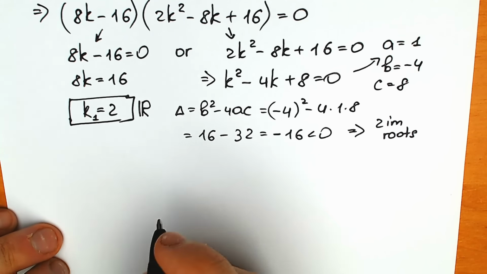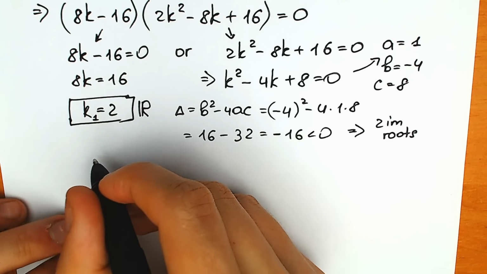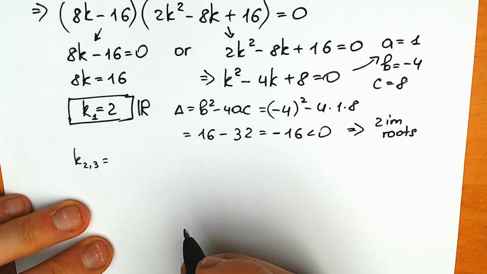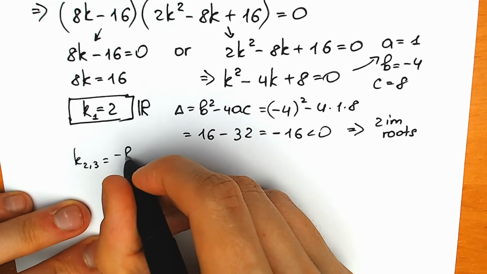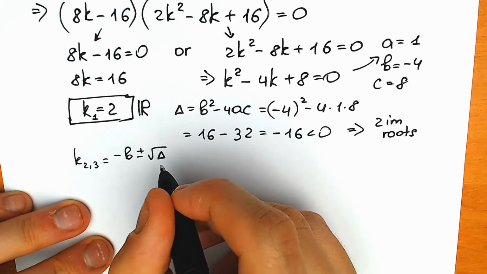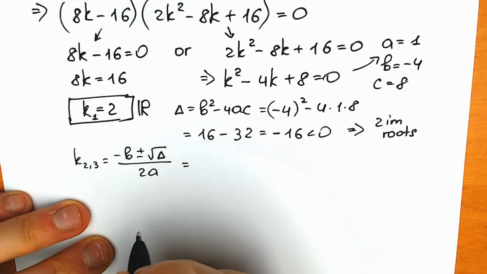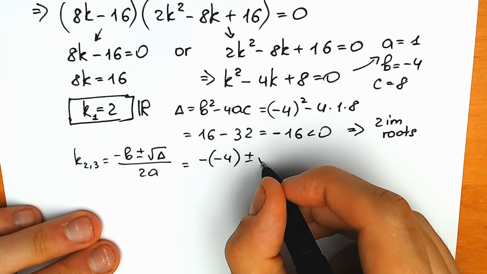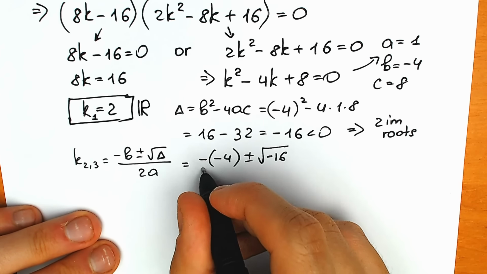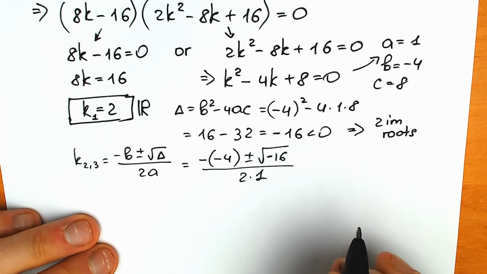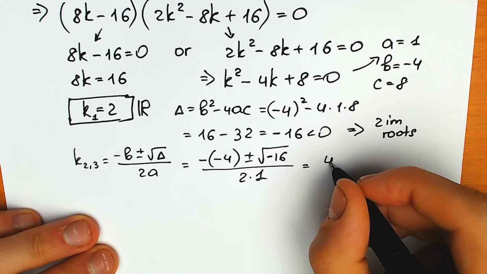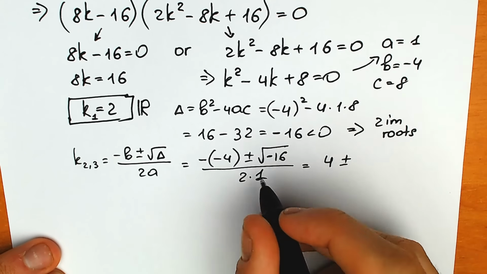So right now let's solve it. Because right here we already have k first, k second and k third will be our complex roots. Okay, so we have the known formula: minus b plus minus square root of the discriminant all over 2a. So minus b, minus minus 4, plus minus square root of minus 16, all over 2 times 1. So right here minus minus 4 equals 4, so we have 4 plus minus square root of minus 16.